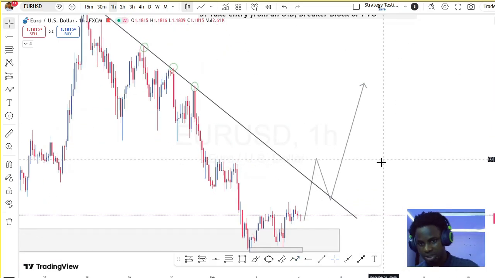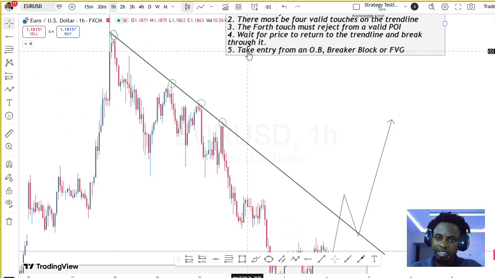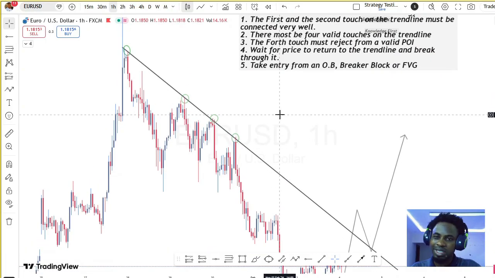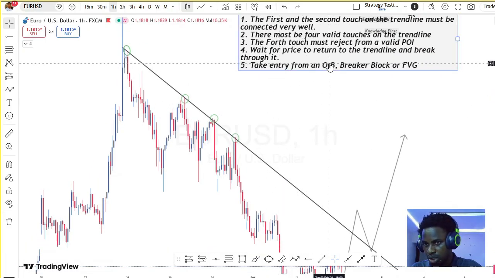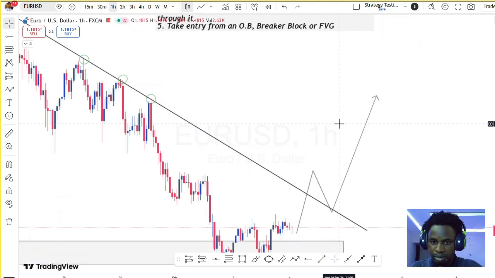Sometimes, if you check what I wrote on the 5 points, number 5 was: take entry from an OB, breaker block, or FVG. If you look at the first example I showed, the second, and even the third one, we all took the entry from an order block. The order block is one of the very effective ones. But what if price didn't come to that block? Where else can you take the entry? Then we have something like a breaker block.